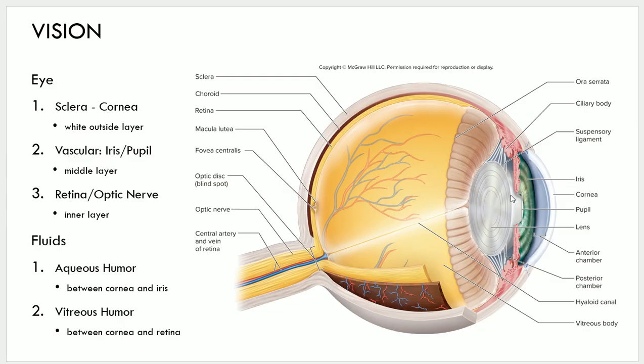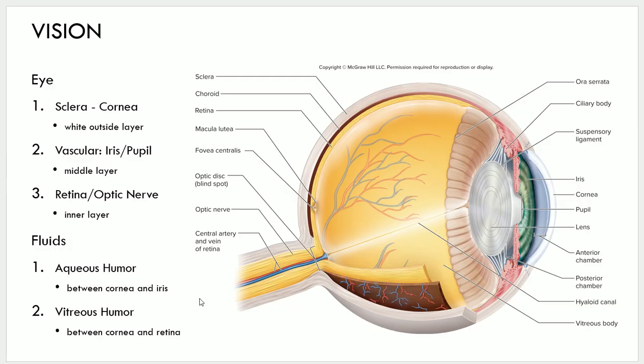And then lastly, the inner layer, or the inside towards the back of the eye, we have our retina and the optic nerve. So retina, and then optic disc that we'll talk about soon, and then the optic nerve. Okay, let's see. Is that all I want to say?